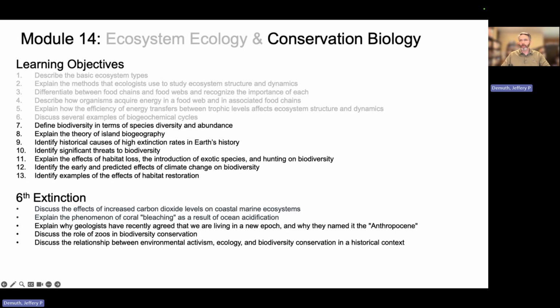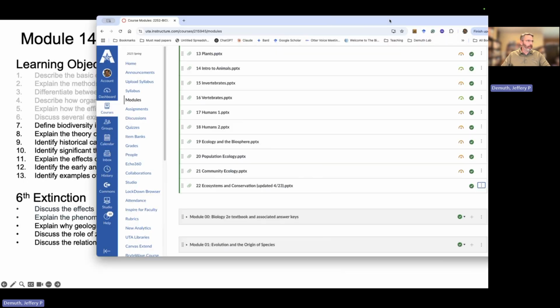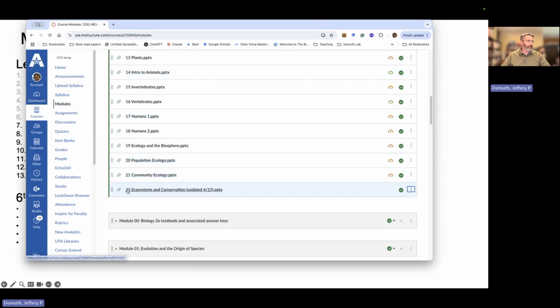And I just want to make one note before I launch into the content here. The last section of notes, back on Canvas, PowerPoint 22, Ecosystems and Conservation Ecology, I updated that today. It really just updated the conservation section, the stuff I'm going to cover now. It was mainly to update a couple of the graphs and make the slides prettier. So nothing major, but if you downloaded the PowerPoint for lecture on Tuesday, there are going to be a few slides that don't match with what I'm going to show in this video.